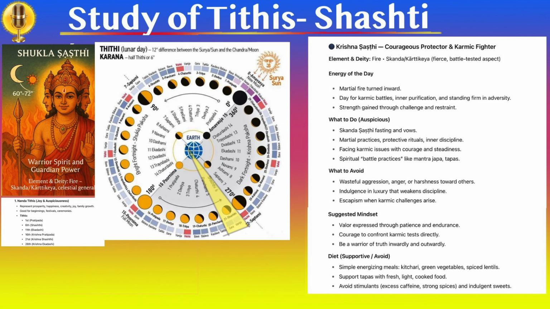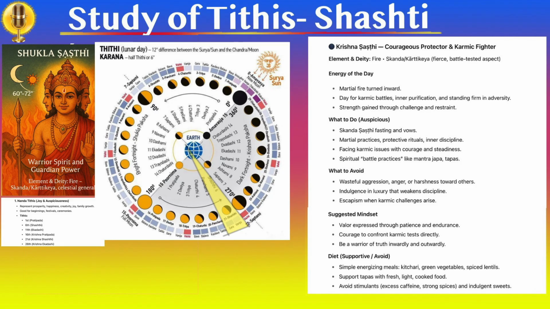Whatever you do as meditation, chanting mantras for example, you are invoking fire. Remember, if you are doing mantra japa, it invokes a lot of fire. I can tell you this from experience. What to avoid? Wasteful aggression, anger, or harshness towards others. Why do you need that anyway? Especially not on a waning cycle. Avoid indulgence in luxury that weakens discipline. Too much of Venus going forward and greed for money, lust, and so on is not a good idea. Escapism when karmic challenges arise should also be avoided.